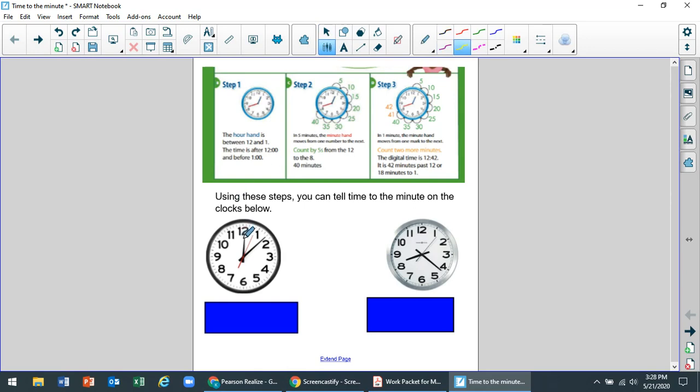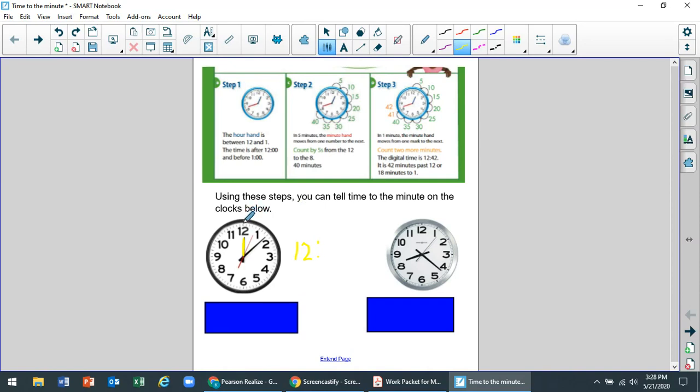And this is our hour hand right here. And you can see our hour hand is at 12. So we know that the hour will be 12. Now look at the next step, and it says, look at the minute hand and count by 5s, and then count by 1s if needed.